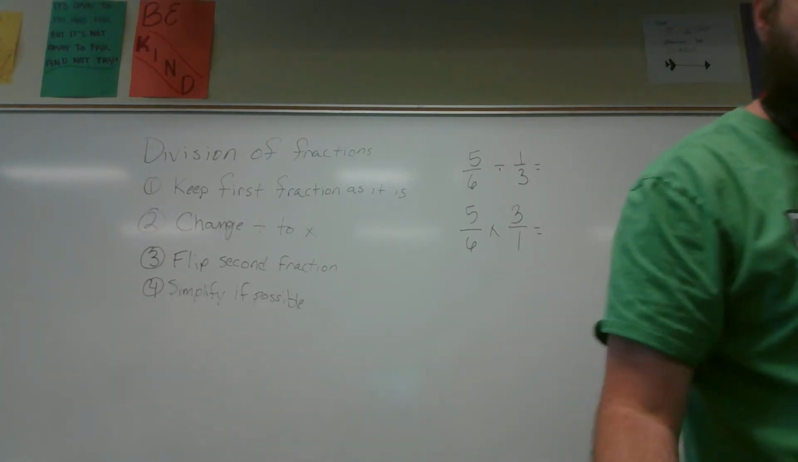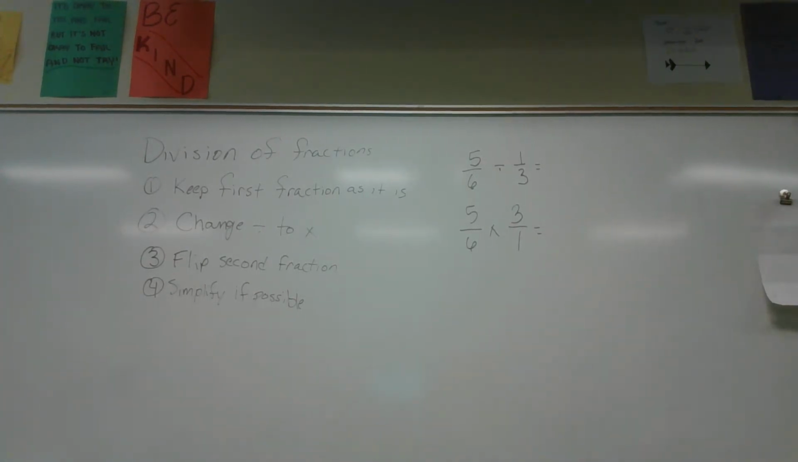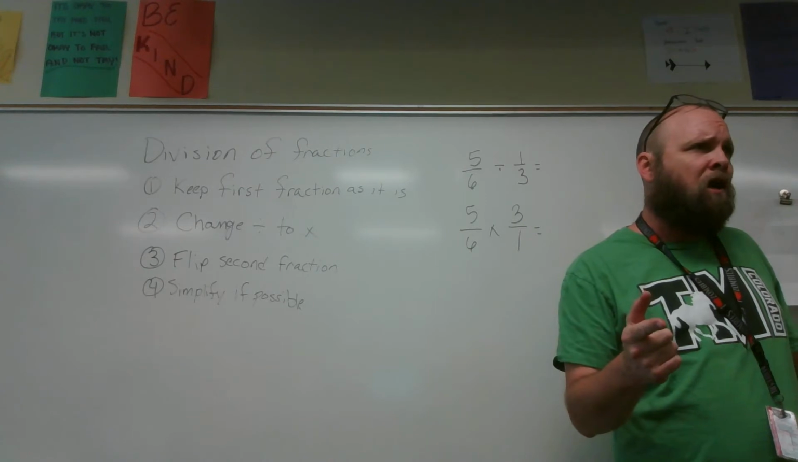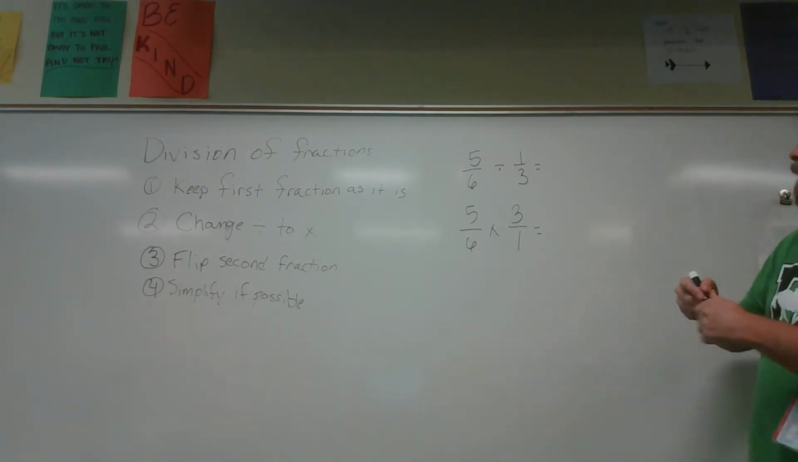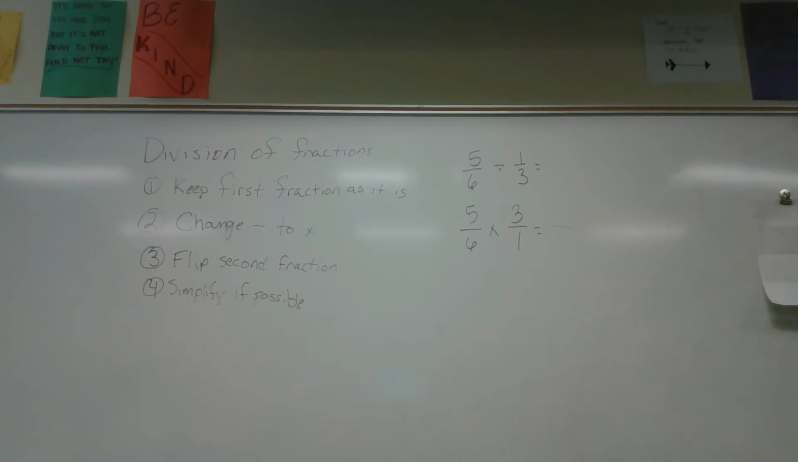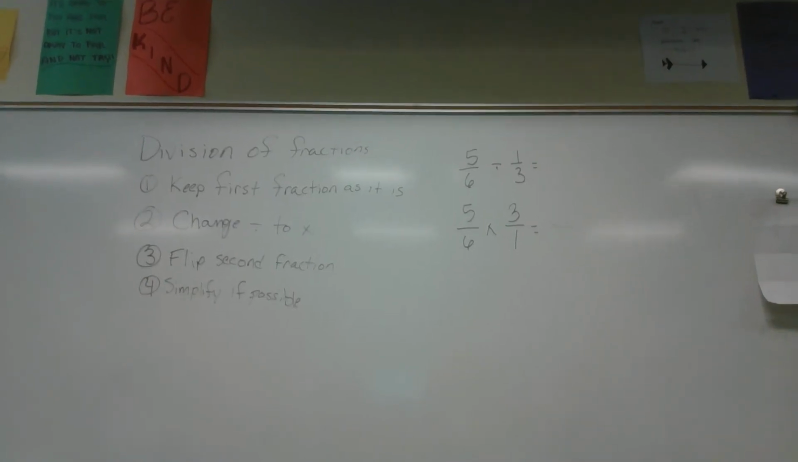Thank you. Blake, or the student currently known as student who doesn't make eye contact because he doesn't want to be called on. What would my answer be here before simplification? 2 whole 9 over 6.